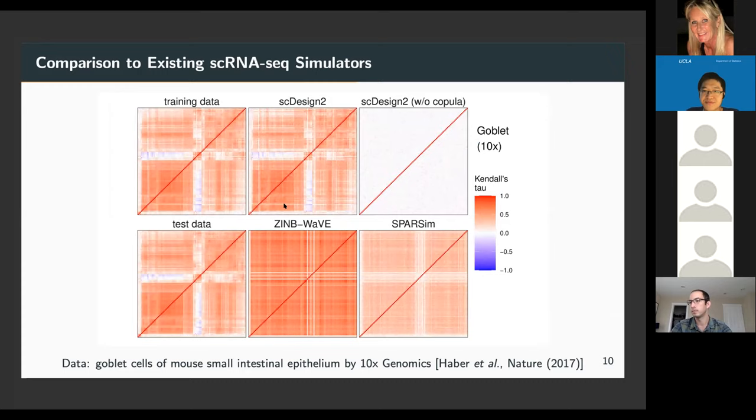So here we have the results for one of the cell types for a 10x Genomics data set. And we can see that the correlation matrix of the data generated by ICDN2 is almost identical to the real data. And it looks better than these other two simulators, and also better than this negative control, where we miss all the correlations.